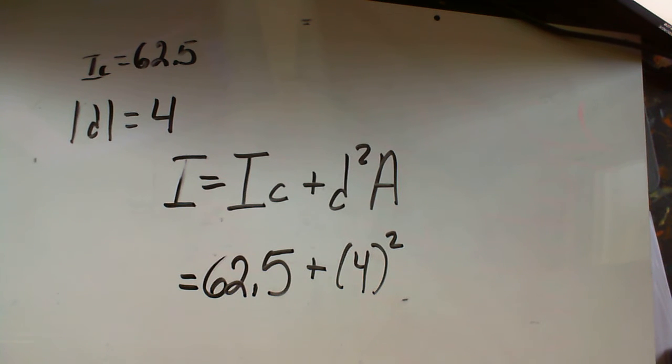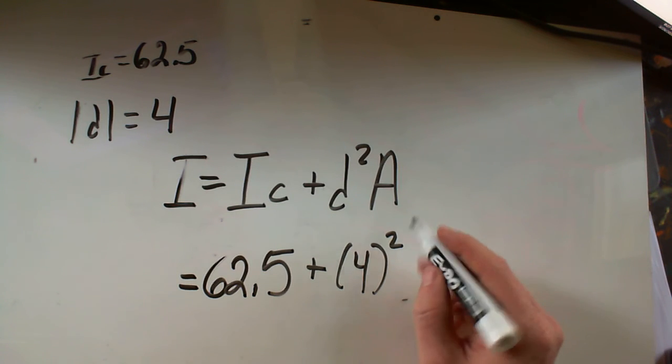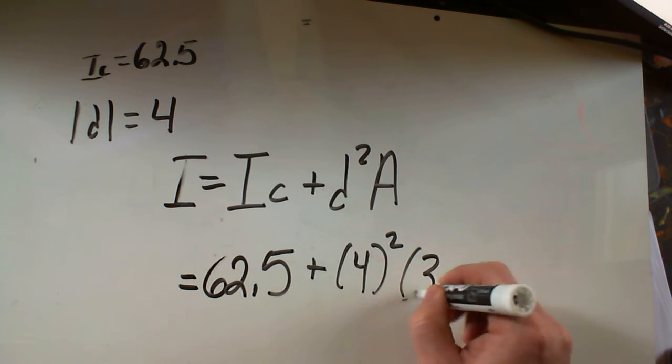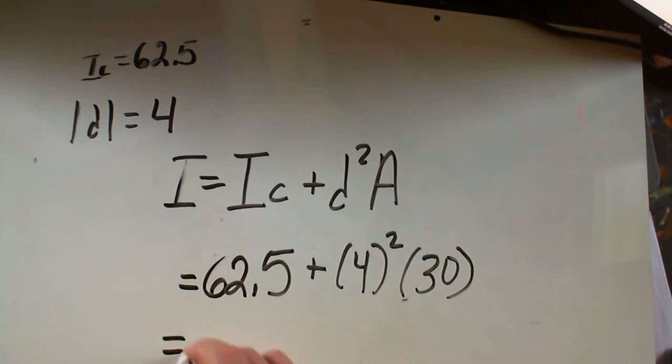The rectangle that we're working with was 6 by 5, so the area of that rectangle is 30. We take the 62.5 plus the 16 times 30, and our overall answer is 542.5.